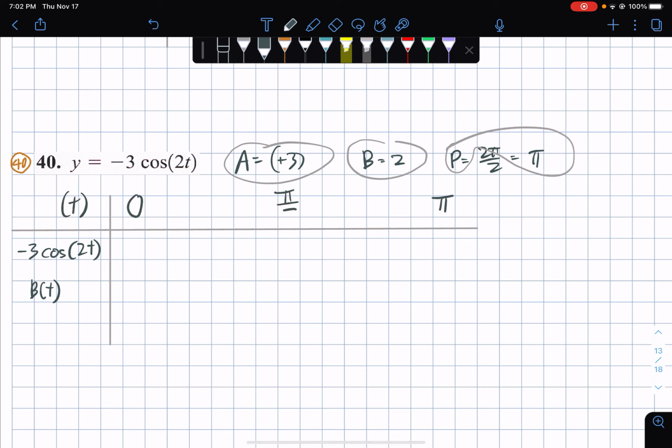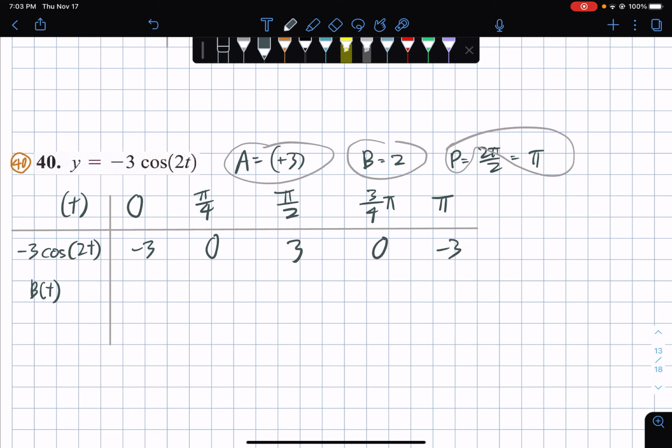So pi divided by 2 is pi over 2. The usual is 3 pi over 4. Now, multiply those t variables with negative 3 cosine times 2. We get the following: negative 3, 0, positive 3, 0, negative 3.